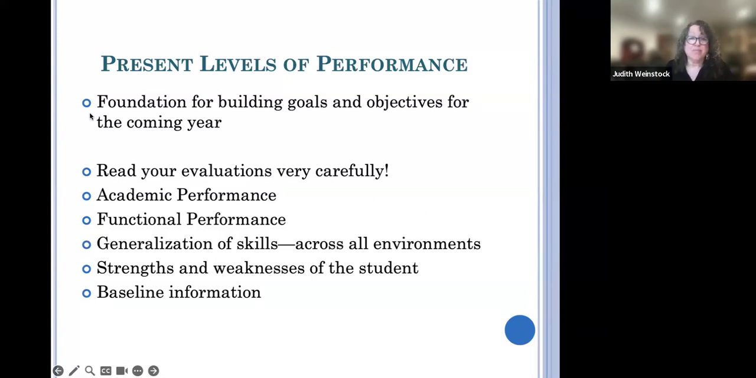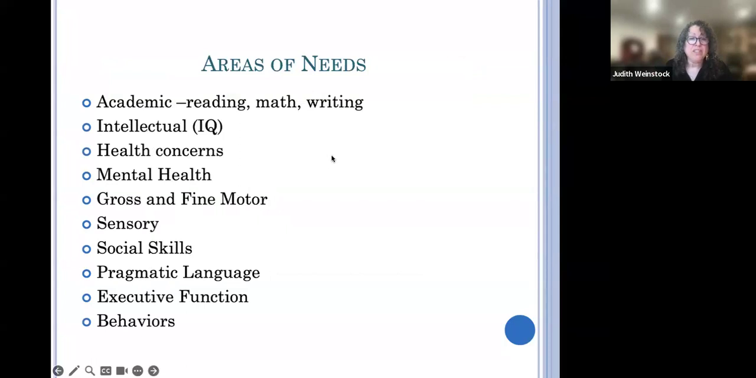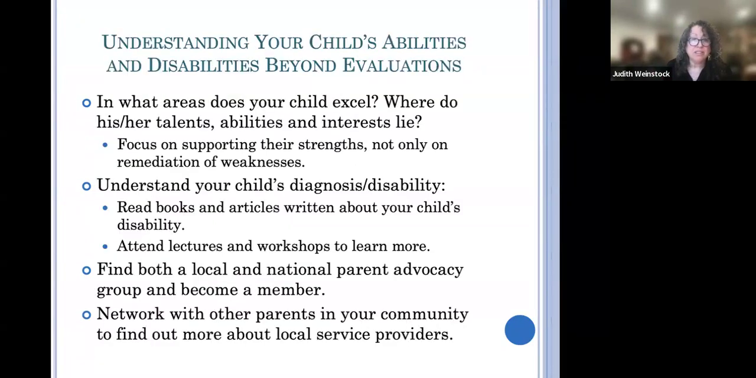And again, this is the baseline of what we're starting off with, the present levels at the beginning of the IEP. And these are the areas of needs. There are some examples: academic, reading, math, and writing. There are health concerns that might be infringing on a child's access to learning, mental health, gross and fine motor skills that interfere, sensory processing issues, social skills, behaviors, executive functioning. These are all areas of needs that are identified through the evaluation process and listed in the present levels of functional performance.